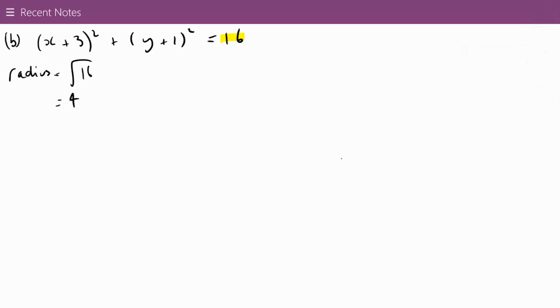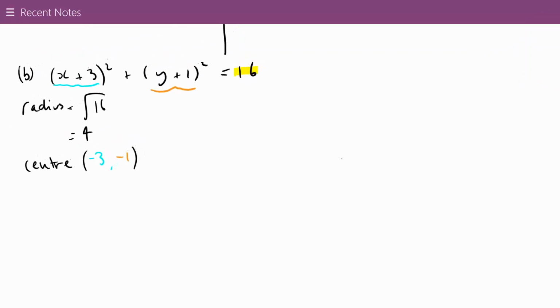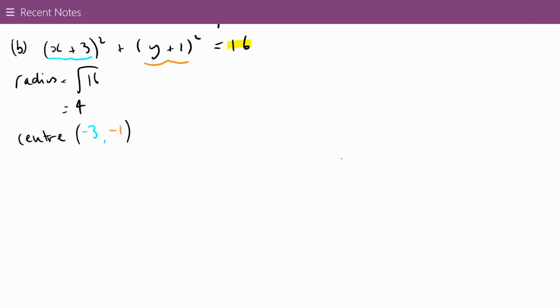Let's have a look here. I have to think about this. What plus 3 gives me 0? So this is the center, the coordinate of the center. What plus 3 gives me 0? Minus 3 plus 3 gives me 0. What plus 1 gives me 0? Minus 1. Minus 1 plus 1 gives me 0.